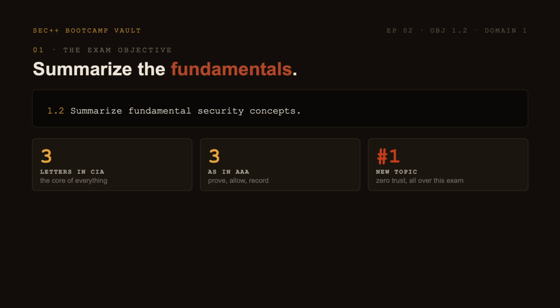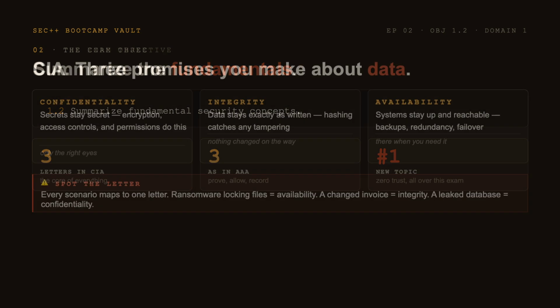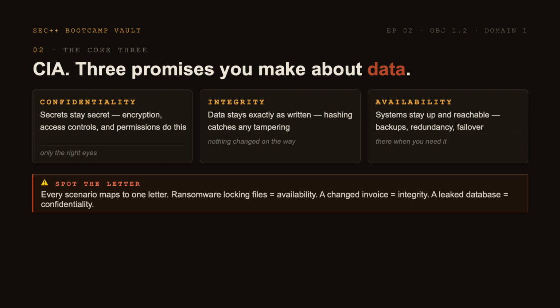The CIA Triad. Three promises you make about data. Confidentiality means only the right people can see it. Think encryption and permissions. Integrity means nobody changed it along the way. Think hashing, which catches tampering. Availability means it is up and reachable when people need it. Think backups and redundancy.